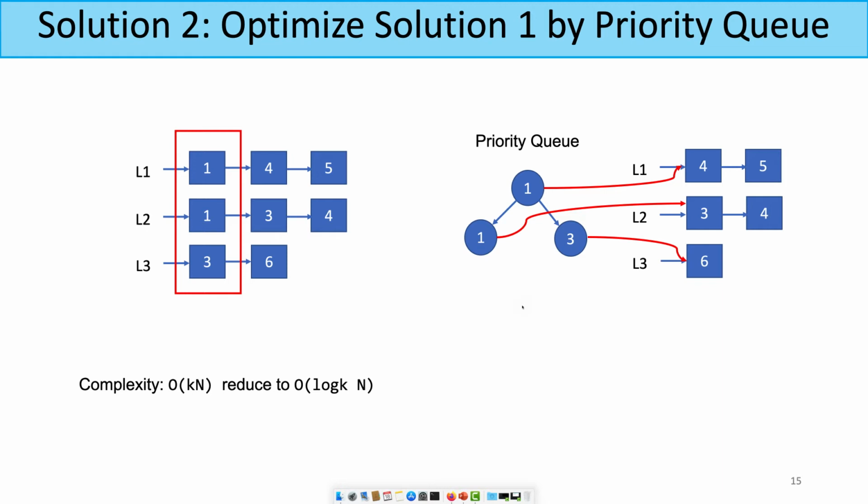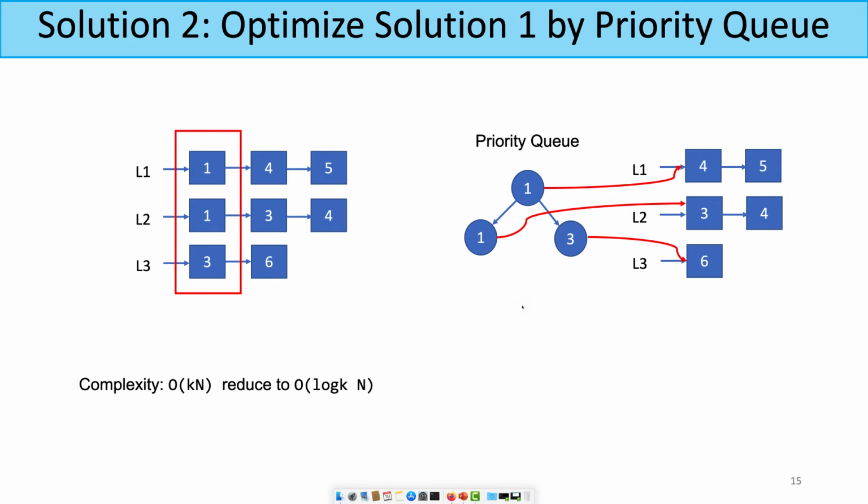So we first take all the head nodes, shown here in the red rectangle, and add them to a priority queue, as shown at the right side. And then we remove the minimum from the priority queue. Every time a node is removed, we add the next node of that node to the priority queue.